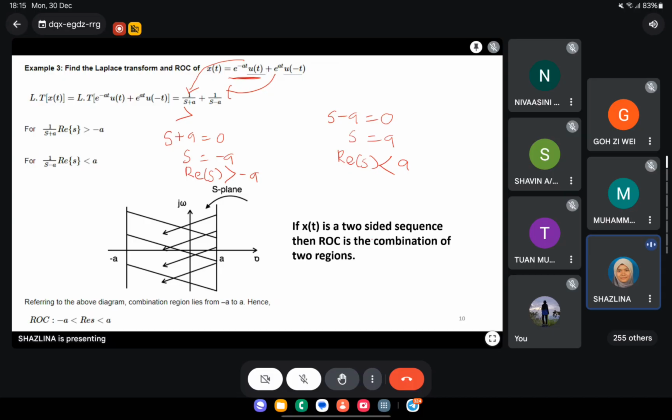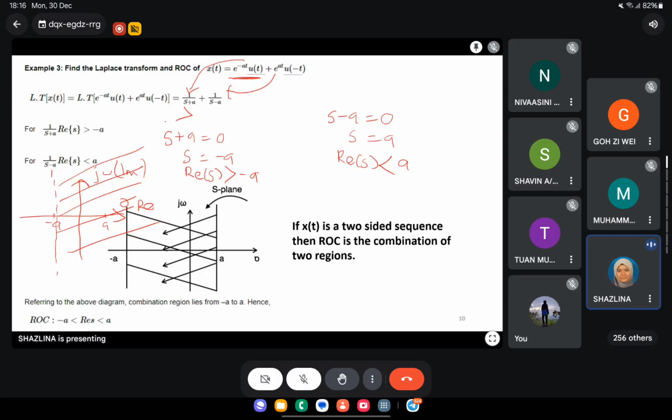So how are you going to plot it? Okay, it's already shown here, but I'll just show you. There's no space. So let's say you have sigma and J omega. Or you can write it as real and imaginary, it's correct also. So the first pole is negative A. So we assume negative A is around here, and the second pole is positive A. So it should be around here on the right side. So for the first term, the ROC is bigger than negative A. If you look here, this is negative A. We draw a line. So bigger than means all the right side of negative A.